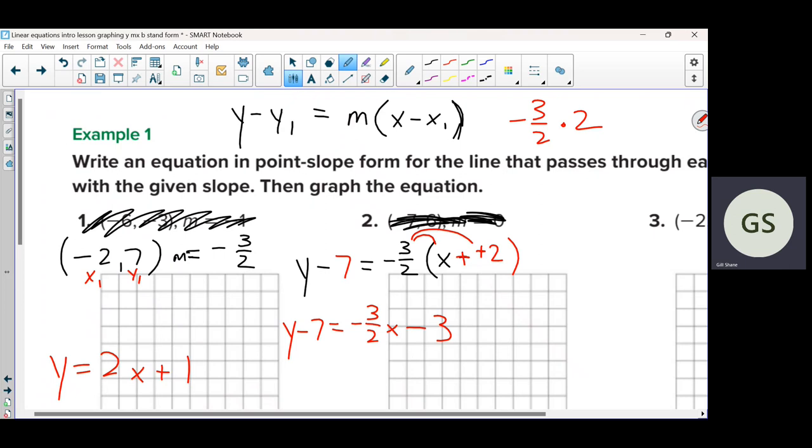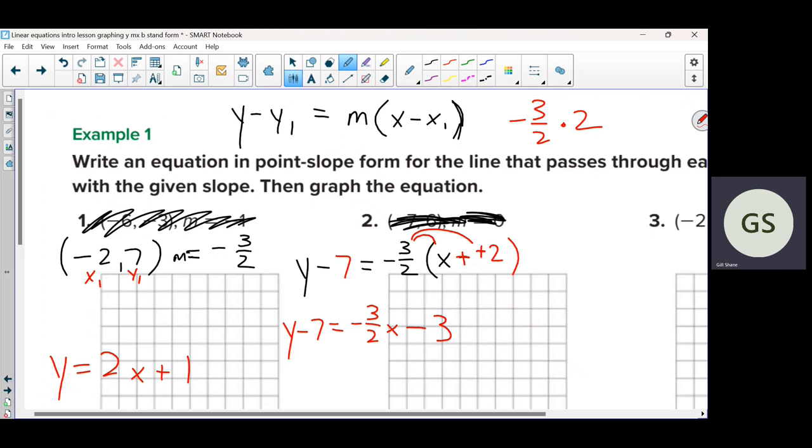Now there's a way to convert that to slope intercept form, which I don't know that we'll even get to. But that's one of the things they want you to be able to do. You'd have to solve for y, so you would just add 7 to both sides. And then you would get y in slope intercept form. If you get y all by itself, that is slope intercept form. So now you need to graph this. The way you would graph it is you would take the point that they give you.